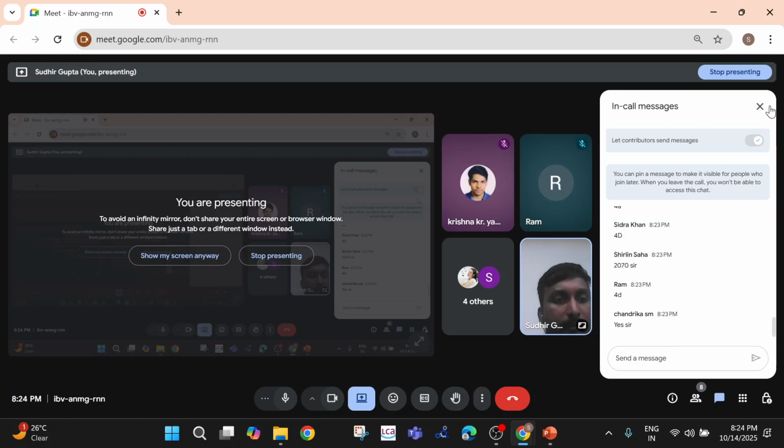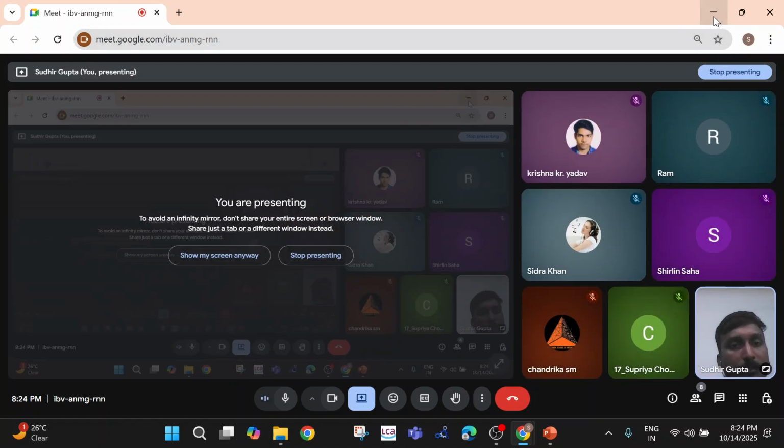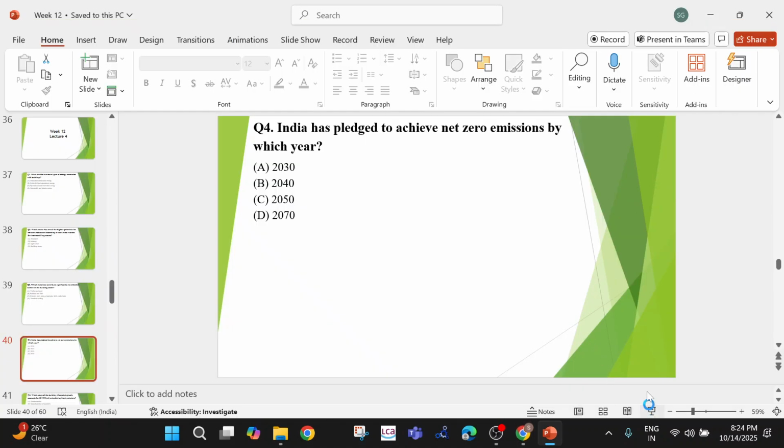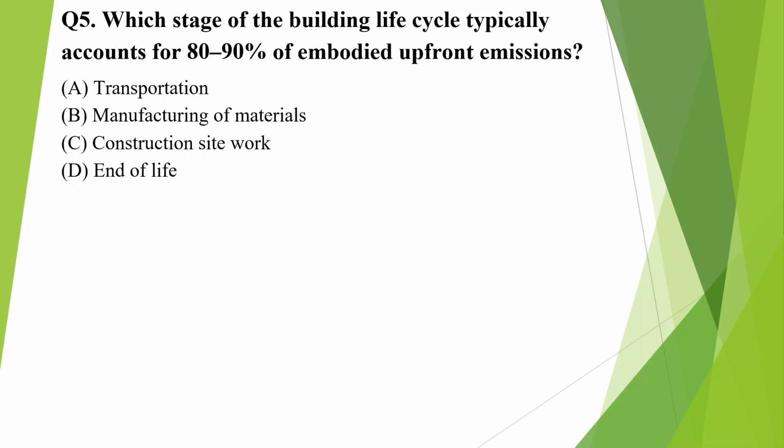Okay. So go through these details also. These things can also be asked to you. This is not a very big thing, but you can recall at least if it is asked. So let us move to the fifth question. Here is the fifth question for you all. It asks which stage of the building life cycle typically accounts for 80 to 90% of the embodied upfront emissions.